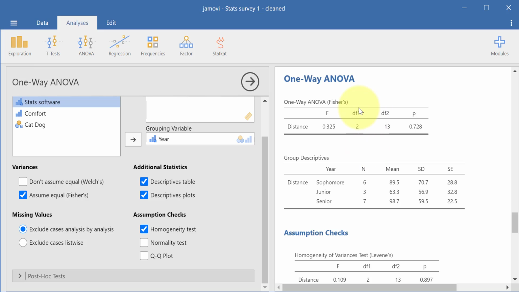We have our degrees of freedom 1, which is our between group degrees of freedom. Our degrees of freedom 2 is our within group degrees of freedom.